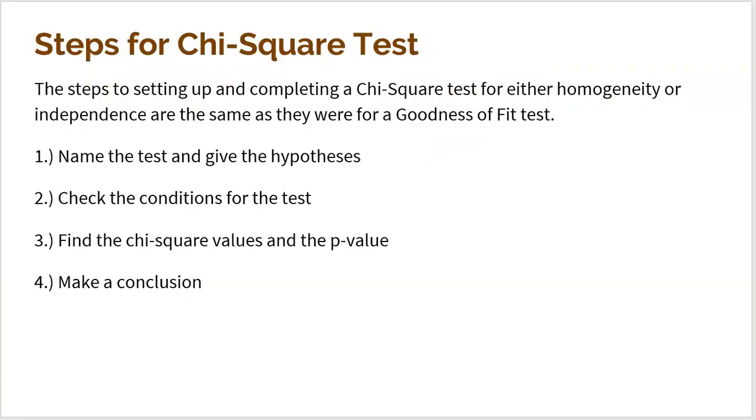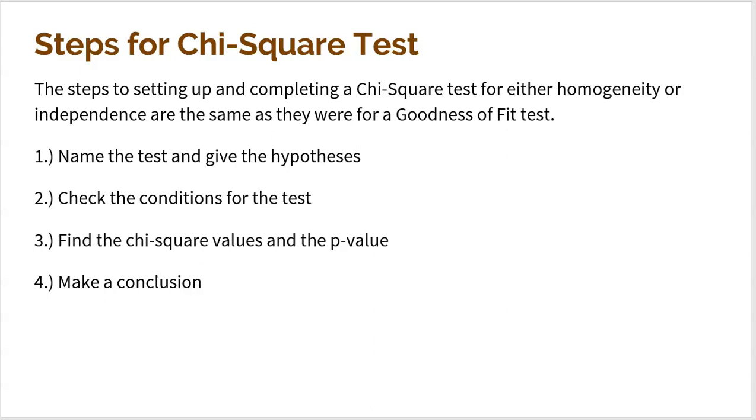Alright, so these 4 steps for setting up a chi-squared test are going to be very familiar. In fact, we've been using them for quite some time now. Number 1, name the test and give the hypotheses. Number 2, check the conditions for the test. Number 3, find the chi-squared values and the p-value, and then make a conclusion. These are the same 4 basic framework that we've been working with anytime you run a test for significance.